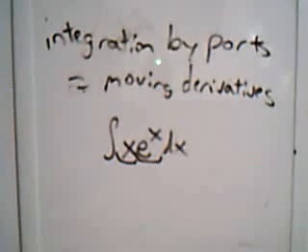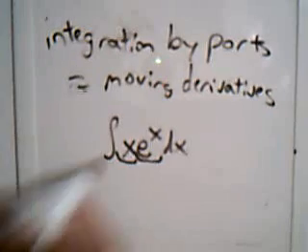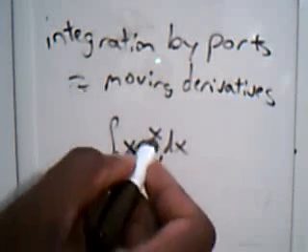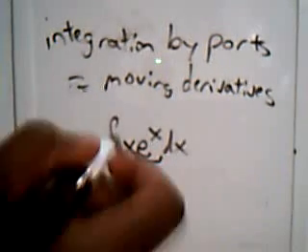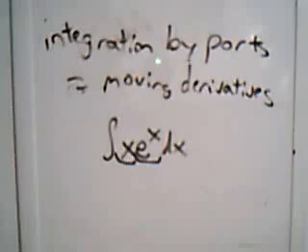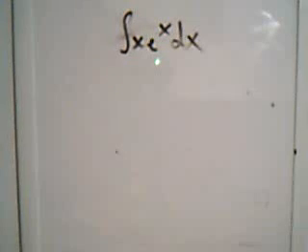Okay, what do we mean by move the derivative? It means we take the antiderivative of one part of the integrand and we move it to the other part of the integrand. Okay, so let's make things a bit clearer here. Okay, so this is our example again. Alright, so we want to take the integral of that.